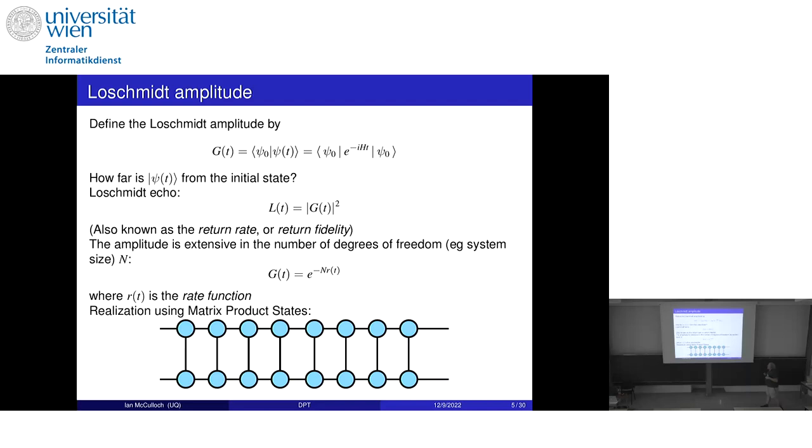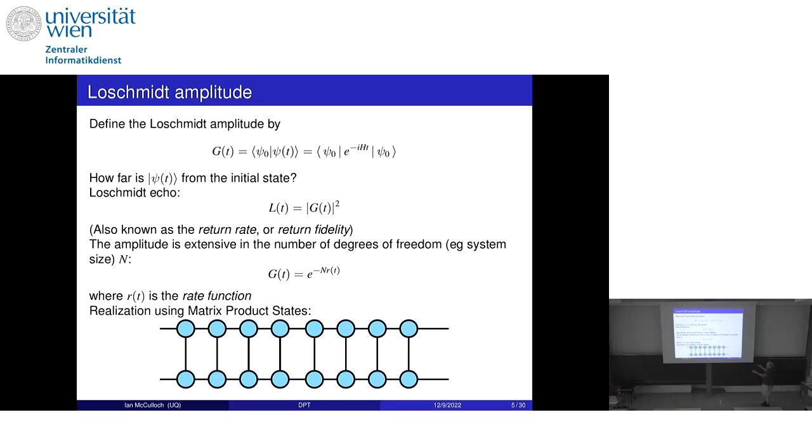And if you want to be again detailed, we can define this Loschmidt echo parameter as the squared modulus of this g function. We could also call that the return rate or the return fidelity. And this amplitude is extensive in the number of degrees of freedom, which is, of course, the classical partition function, the 1 over n that Frank mentioned before. So my g function is generically going to be some exponential of minus n times my extensive system size coming in here. Okay, so this r here, which is the negative log of g divided by n, is what I call the rate function, and we're going to realize that using matrix product states.